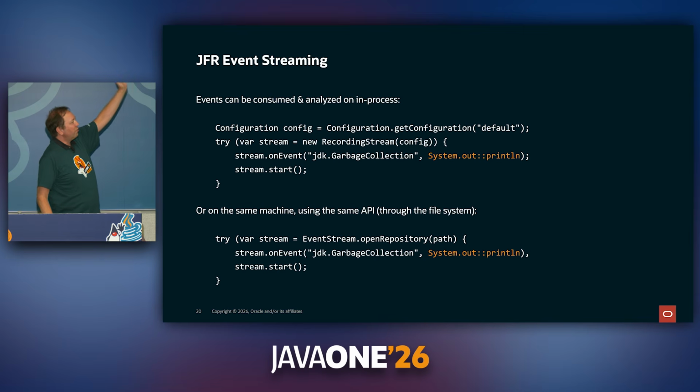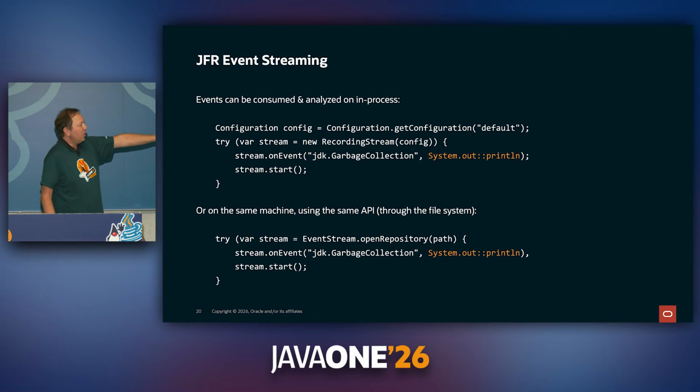So in this case, we ask for a configuration, we create a recording stream, and we say that if there's an event called jdk.GarbageCollection, do this. And this happens to be a method reference that just prints that event to standard out. But it could be anything, right? You could act on the event and decide to enable other events or dump the recording or whatever you want to do. And then start is what actually starts the thread processing that.